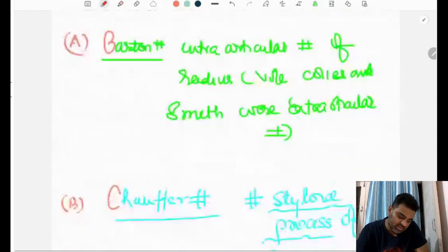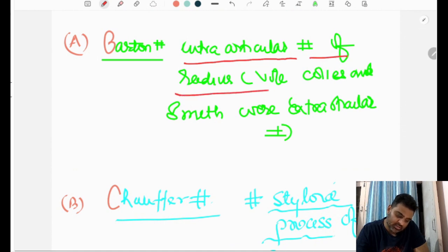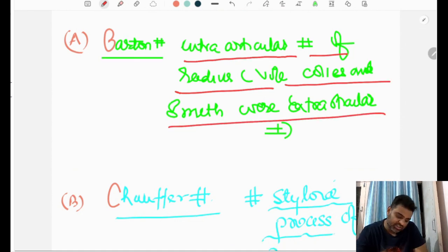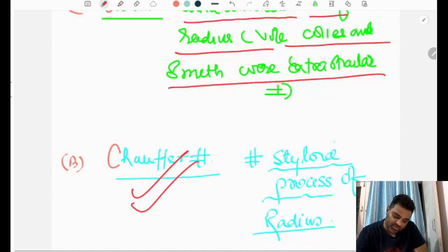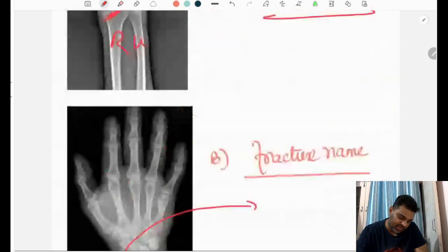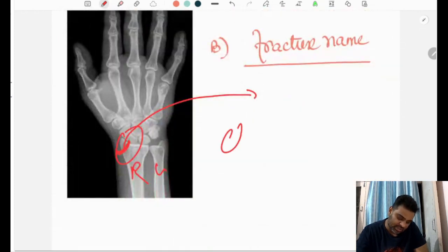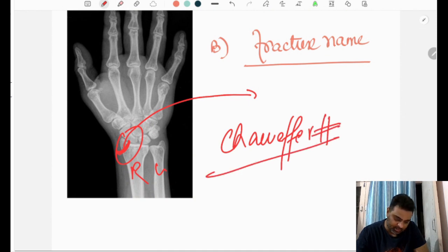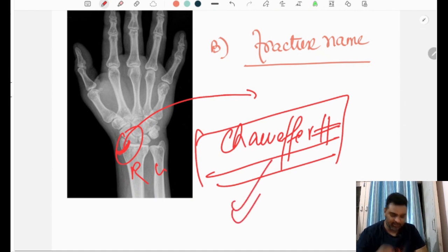So Barton's is an intra-articular fracture of the radius. Note Colles and Smith are extra-articular, I have told you, and this is Chauffeur's fracture, that is the styloid process of the radius. So this is Chauffeur's fracture, this one. Please remember this. This is known as the Chauffeur's fracture.